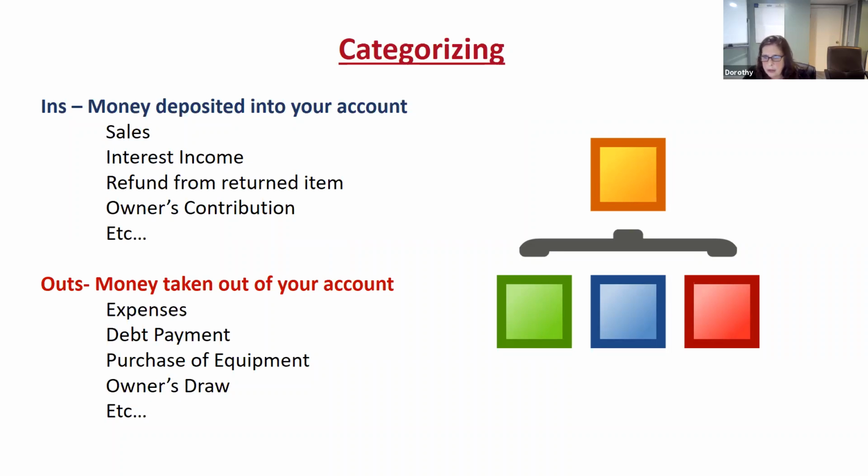This is also very vital. Money going into your account isn't necessarily always sales. It can be the bank giving you your 3 cents of interest income, or you returned an item and they credited back your debit card, so that money's going back into your account. Or it can be an owner's contribution: things are a little tight, so you throw $1,000 into the bank account to make sure your bills are paid. These are all different reasons why money's going into your account.